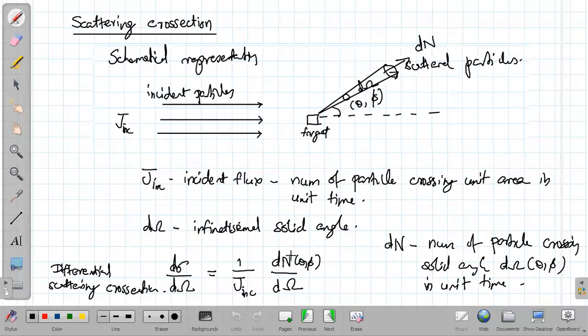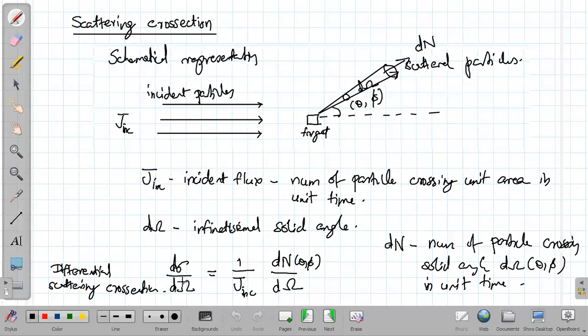Finally, we have discussed a quantity which is important for the study of scattering. First, we introduced the differential scattering cross section, which is the number of particles crossing unit solid angle per unit time per incident flux. J_inc is called the incident flux, which is the number of particles crossing unit area in unit time. Now, if you look at the dimension of dσ/dΩ, it has the dimension of area.